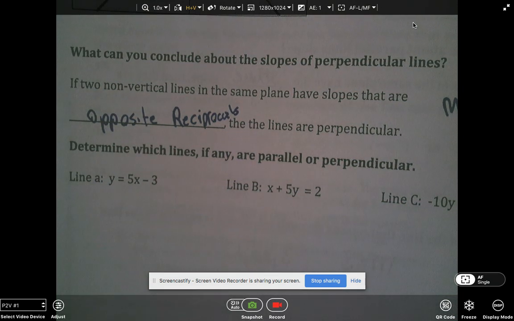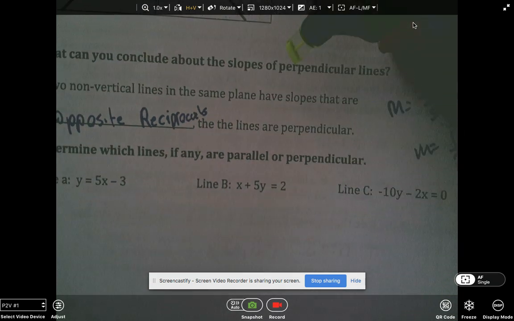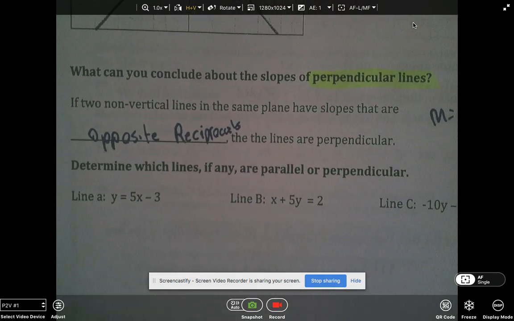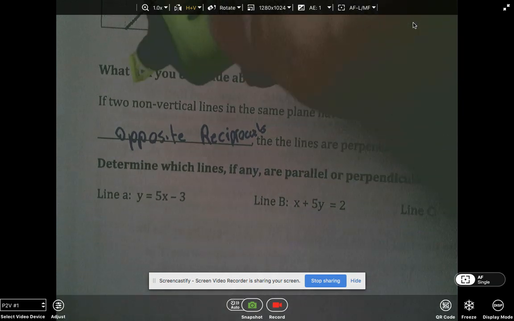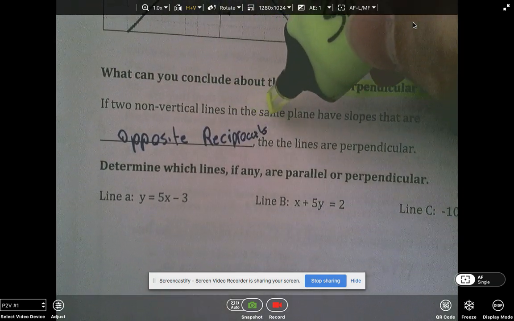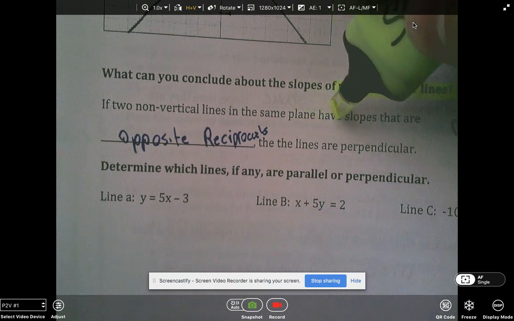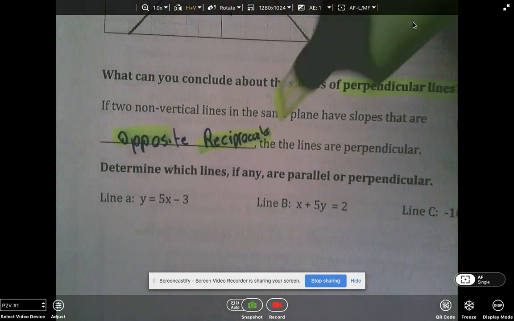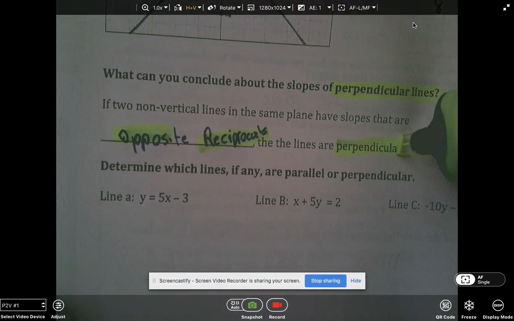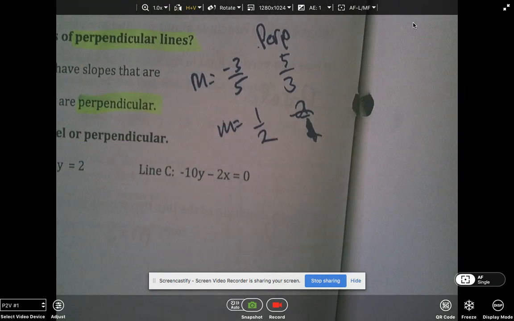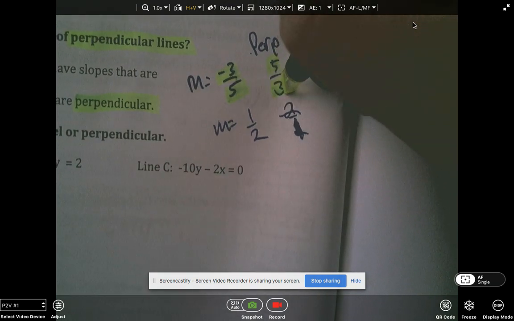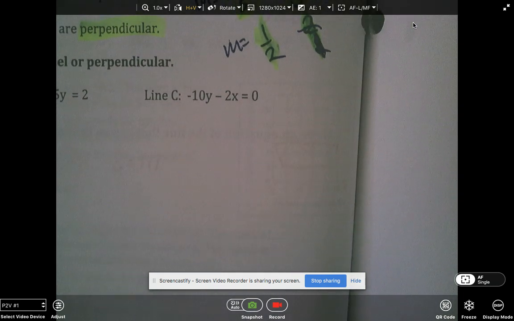All right, for the second half of the video reference, hopefully we're going to look at perpendicular lines, their slopes, and their equations. From the math message, we came up with this fact that if two non-vertical lines on the same plane have slopes that are opposite reciprocals, then they are, of course, perpendicular. Some examples would be -3/5 and positive 5/3, or 1/2 and -2/1.